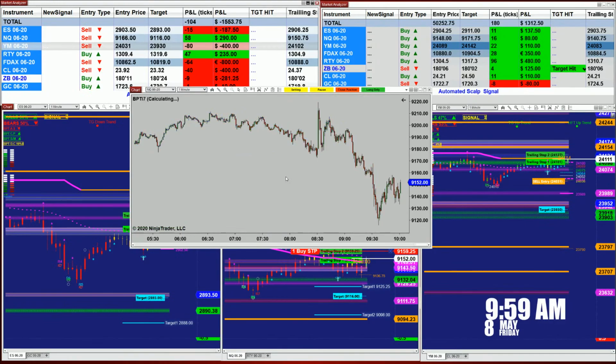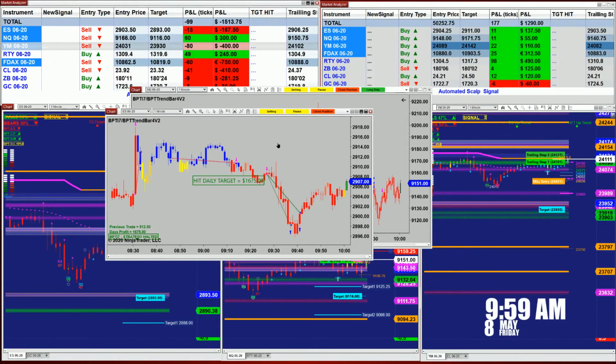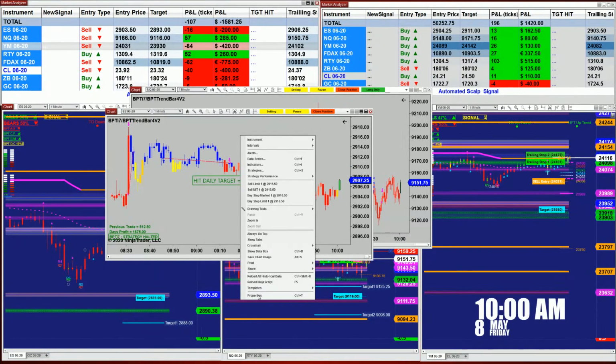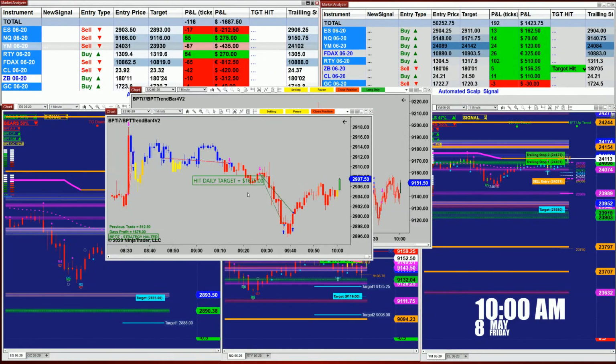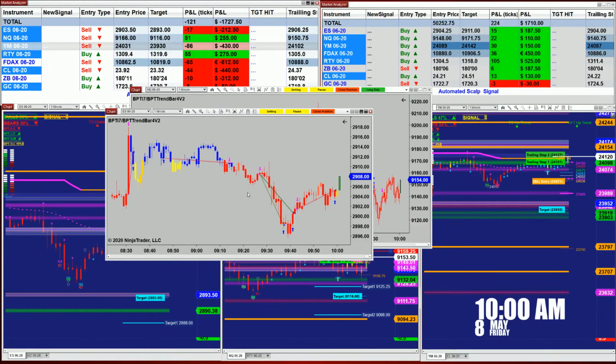And we will do the same. This is the same template as well. What we do is rearm it for one more round. We started at 9 o'clock and we nailed 1600 on the ES.